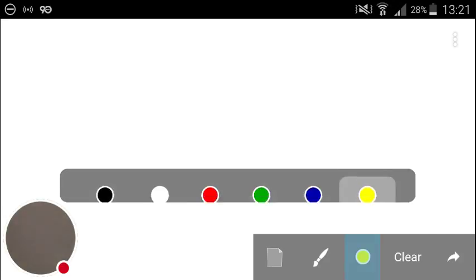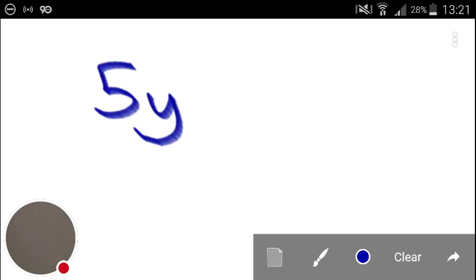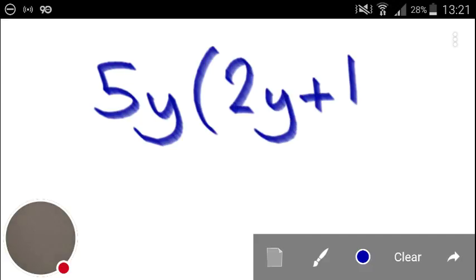Again, if we were to move a little bit harder, we go to 5y bracket 2y plus 1. Now, there is a number on the outside here. So I have a number on the inside, a number on the outside. I have a letter on the inside, I have a letter on the outside. That's just the first term within this expression.